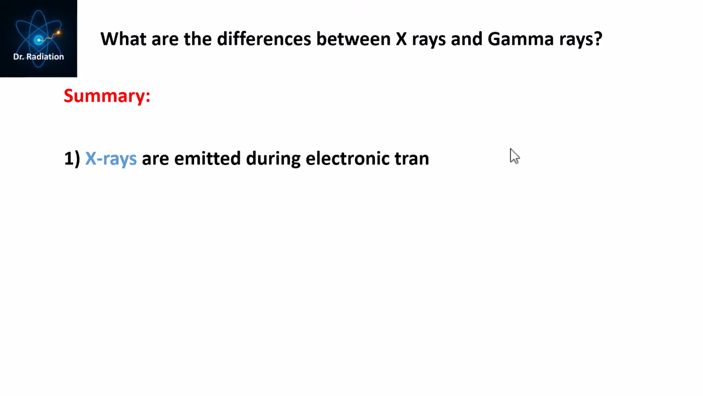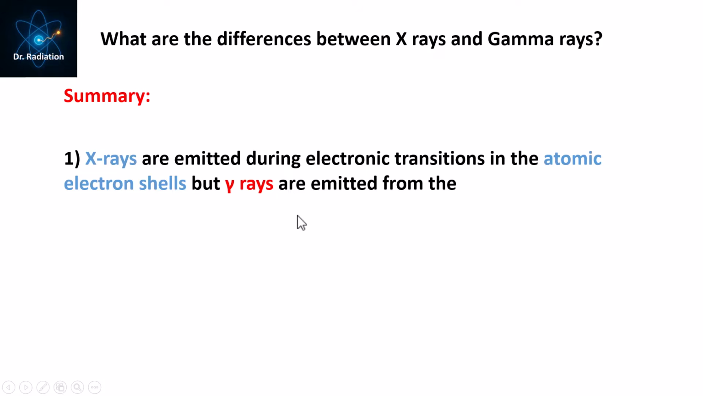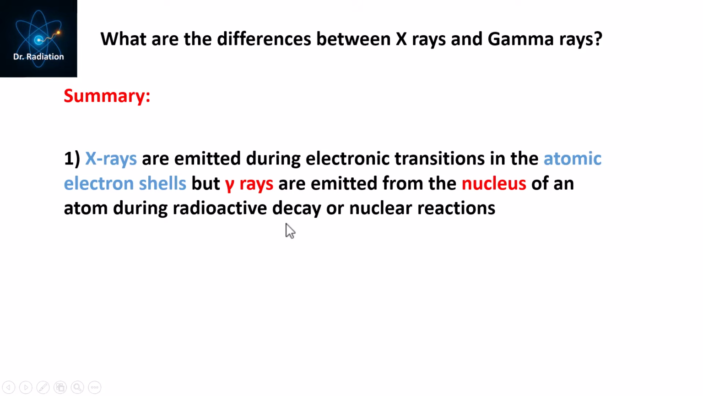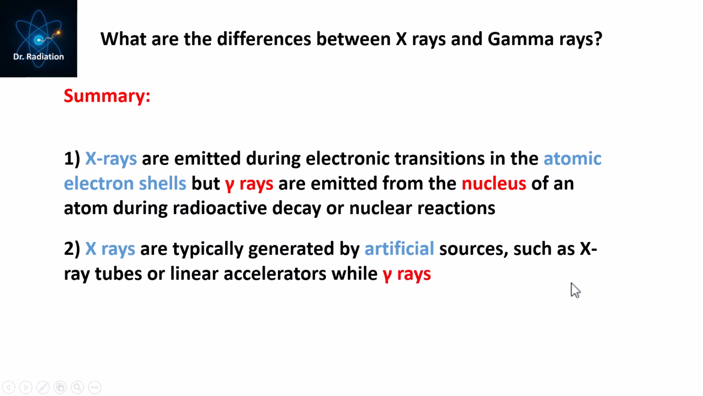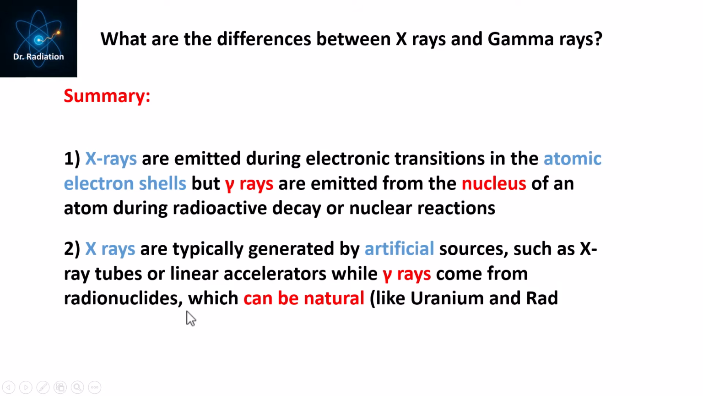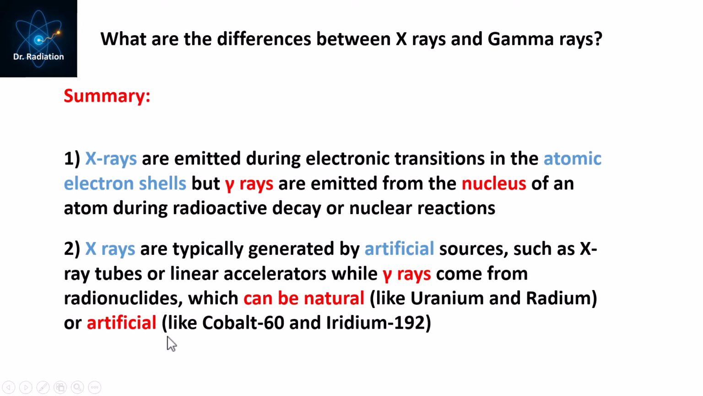These are the main differences between X-rays and gamma rays. X-rays are emitted during electronic transitions in the atomic electron shells, but gamma rays are emitted from the nucleus of an atom during radioactive decay or nuclear reactions. The other important difference is that X-rays are typically generated by artificial sources such as X-ray tubes or linear accelerators, while gamma rays come from radionuclides, which can be natural, like uranium and radium, or artificial, like cobalt 60 and iridium 192. I hope this video was useful.